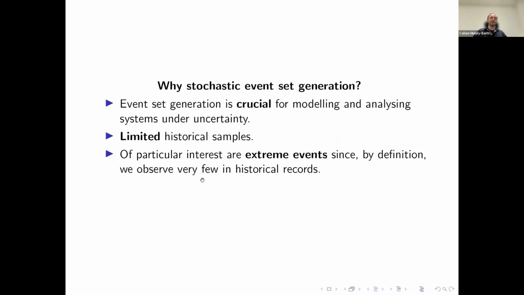So why? The question has already been really well answered by Alex, so I won't spend too much time on this, but we have very limited data typically. And we need these event sets for modeling and analyzing systems under uncertainty. Of particular interest are extreme events, right? Because by definition, if you look in historical data, there'll be very little data that is extreme, that's really big or really small. So we need to make sure we can understand these events in particular, and account for these in the stochastic event set generation.